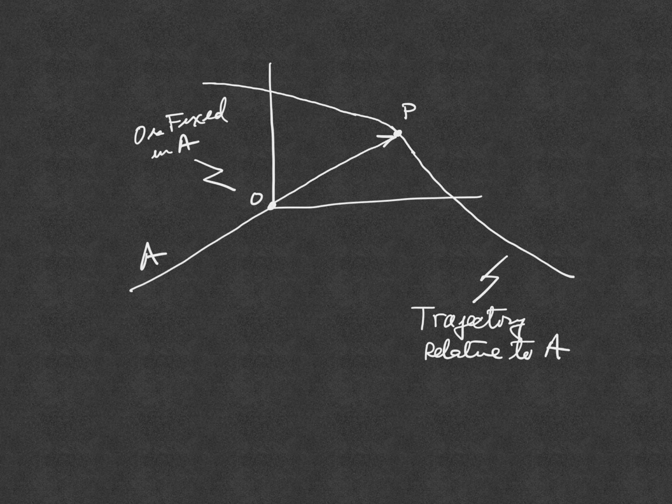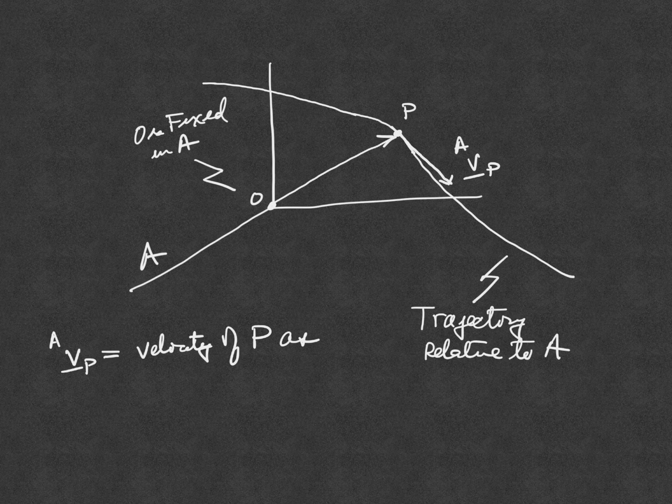And at any point along the motion, the particle has a velocity. And that velocity is the velocity of this point as viewed by an observer relative to A. So Vp in A is the velocity of point P as viewed by an observer fixed in A. So Vp in A is the velocity of P as viewed by an observer fixed in reference frame A.